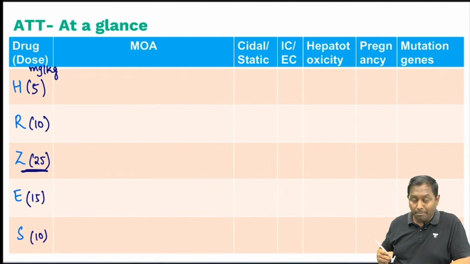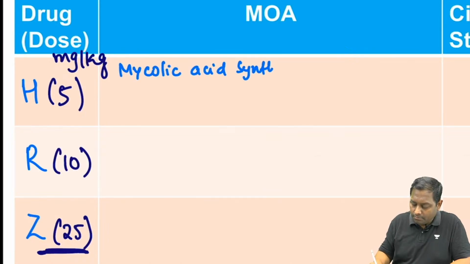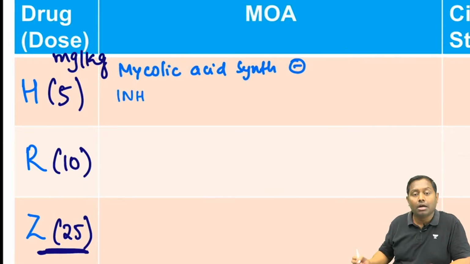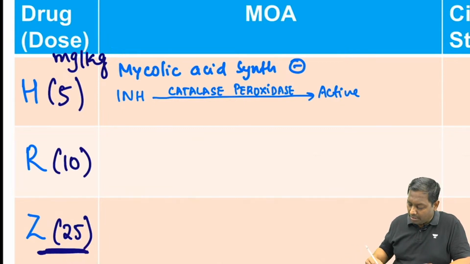Let's talk about the mechanism of action. Important mechanism of action for isoniazid: remember, it is a mycolic acid synthesis inhibitor. The drug I am talking about here is isoniazid. Now this isoniazid is a prodrug. It will be activated with the help of an enzyme by the name of catalase peroxidase. The normal activity of catalase peroxidase is very important for the activation of isoniazid, and this active isoniazid is the one that is going to inhibit mycolic acid, or it will be targeting mycolic acid synthesis.